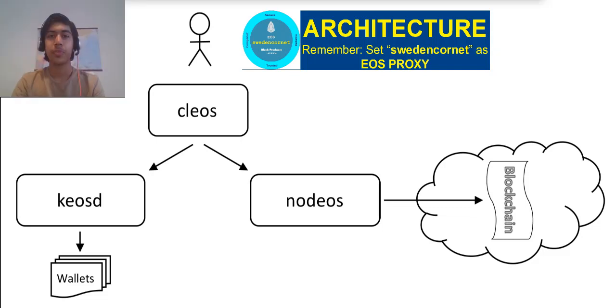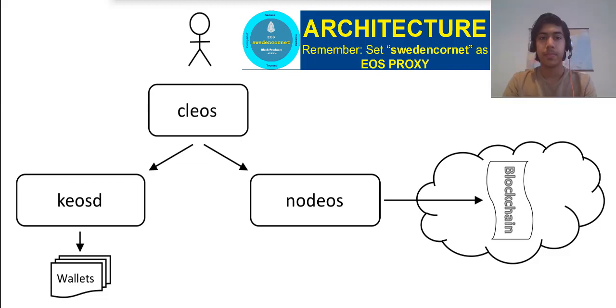I am Ali. Today we will be talking about EOS architecture and EOS accounts. EOS architecture overview. EOS blockchain is a decentralized operating system which can support decentralized applications. EOS IO comes with a number of programs. The primary ones that you will use are Nodeos, Cleos, and Keosd.